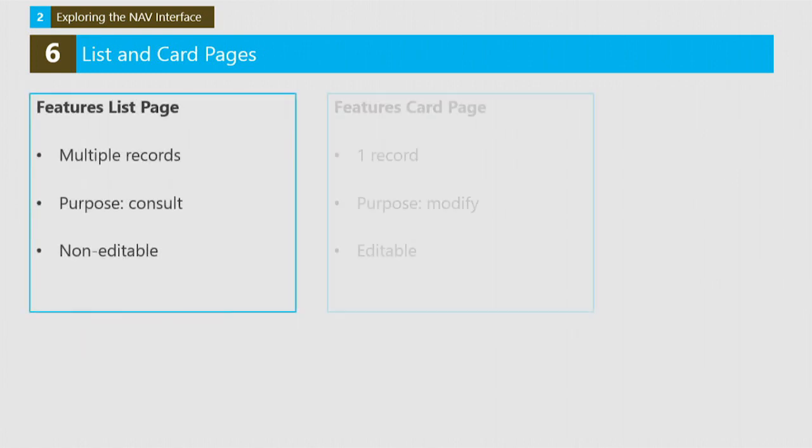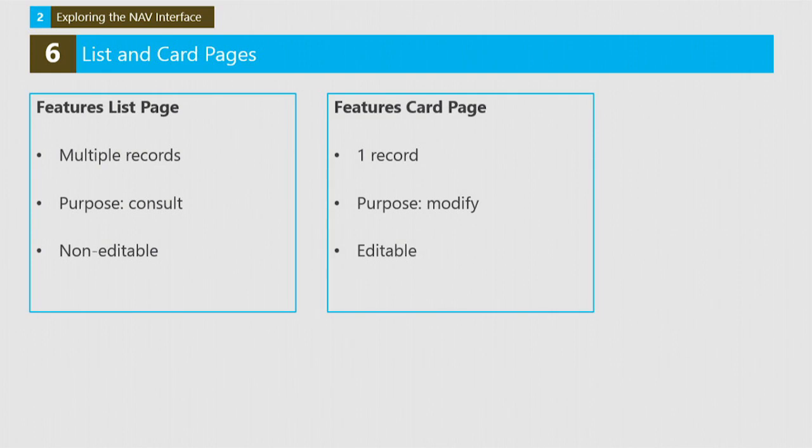So here you can see the most important features of list and card pages. Typically with list pages we see multiple records, and the main purpose is consulting information because in most cases list pages will be non-editable. While with card pages you typically see one record, and the purpose of using card pages in most cases is to modify, change, add, delete, and so on. And of course this is possible because most card pages are editable.